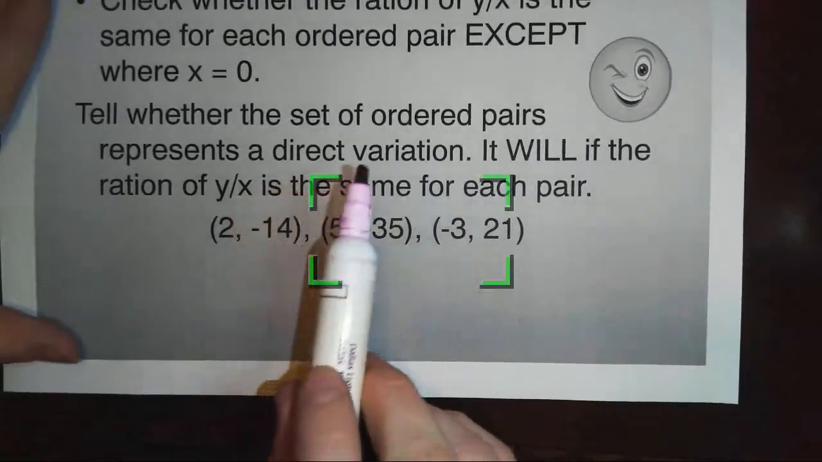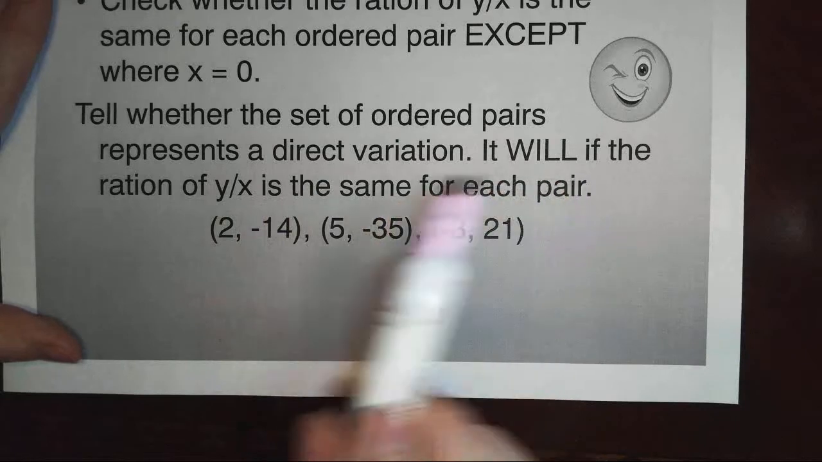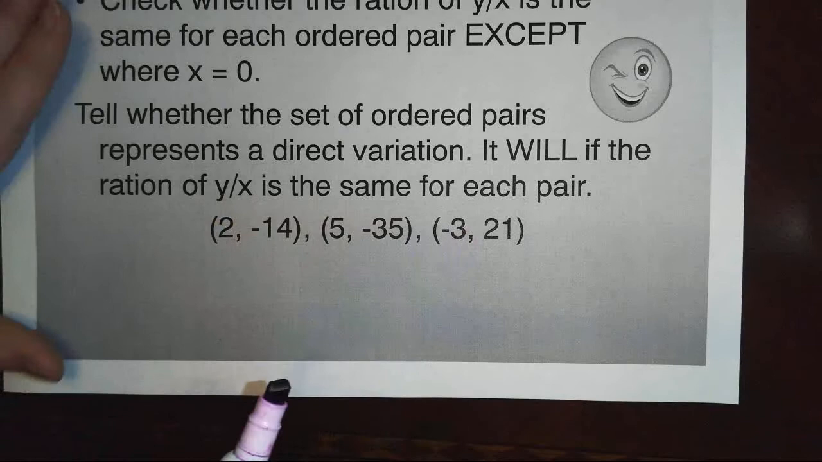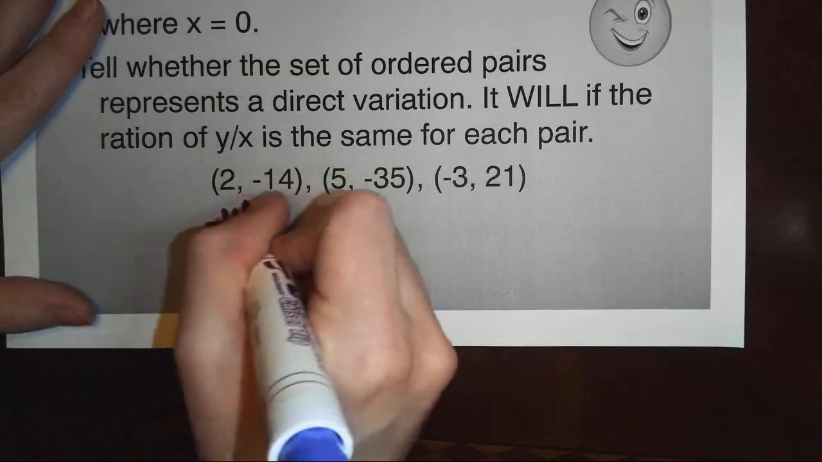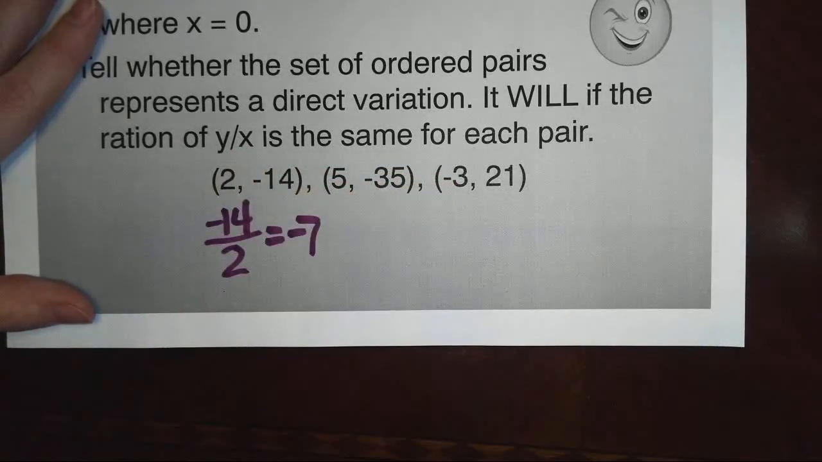So here we're going to tell whether this set of ordered pairs is a direct variation. It will be if we divide y by x and we get the same number every time. So for this first pair, I'm going to take y, negative 14, and divide it by x, which is 2, and that gets me negative 7.